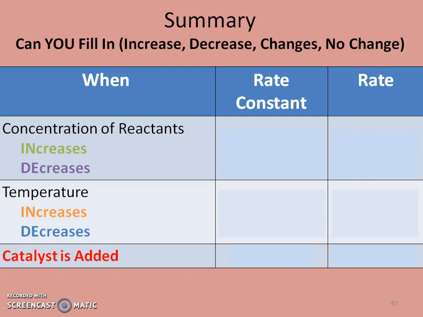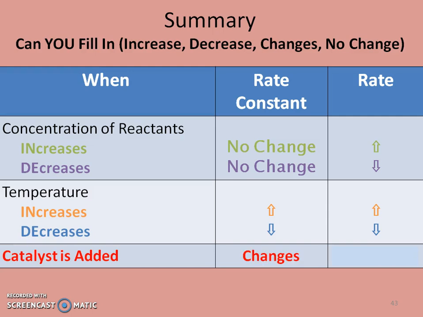So can you fill this in before you play the video and get the answers? When we increase or decrease concentration of reactants, what's going to happen to that rate constant? And then what's going to happen to the overall rate of reaction? Same thing with temperature and same thing with catalyst. Hopefully that makes sense. And that makes sense. Does that make sense? Hopefully that does too. How about that catalyst? Yes, it does change that rate constant and it increases the rate.